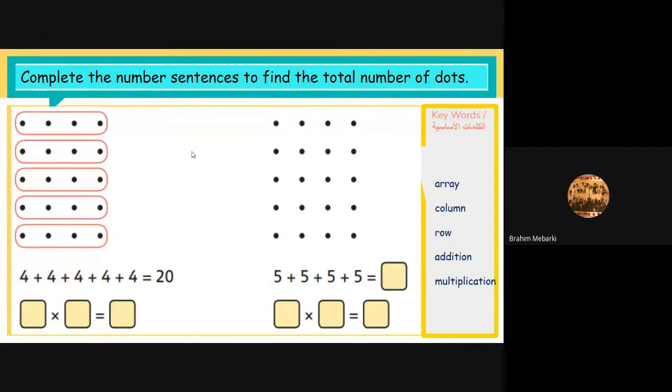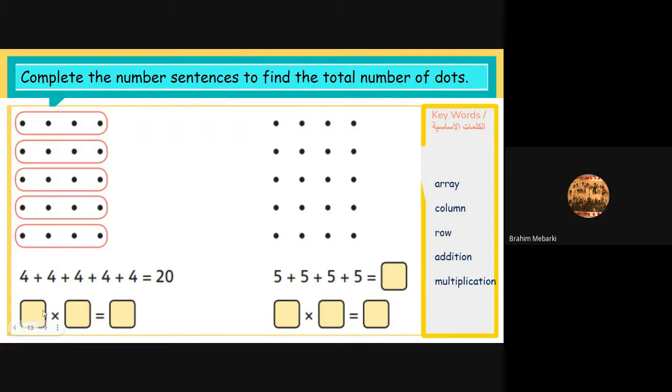Now, you're going to complete the number sentences to find the total number of dots. The first array, do the first one. The repeated addition is already done for you. I have 4 dots in one group, so the 4 is repeated. How many times? 1, 2, 3, 4, 5. 4 add 4 add 4 add 4 add 4, 5 times, you get 20.